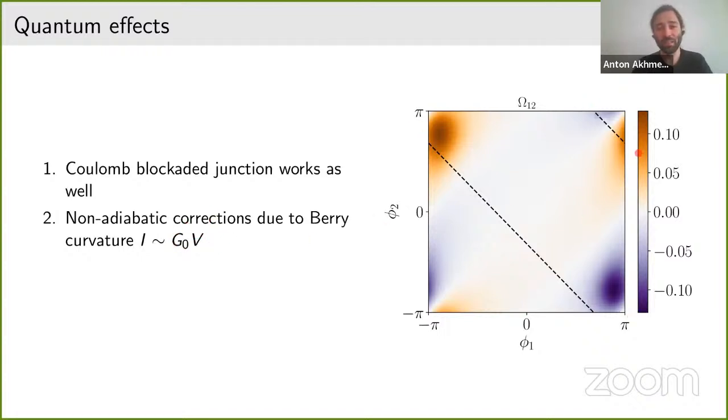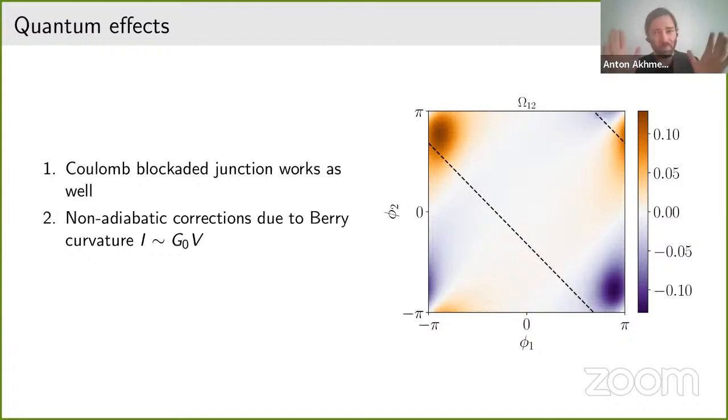And there is indeed a correction. The difference between the adiabatic and the non-adiabatic correction is that the non-adiabatic one is proportional to the voltage, so it looks like a resistance of this device.